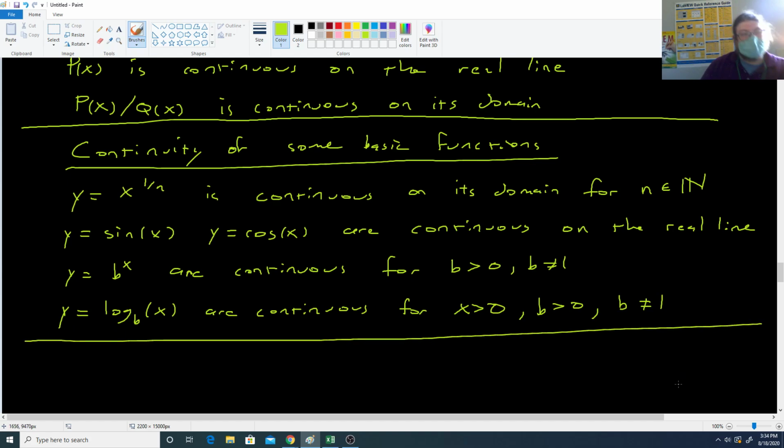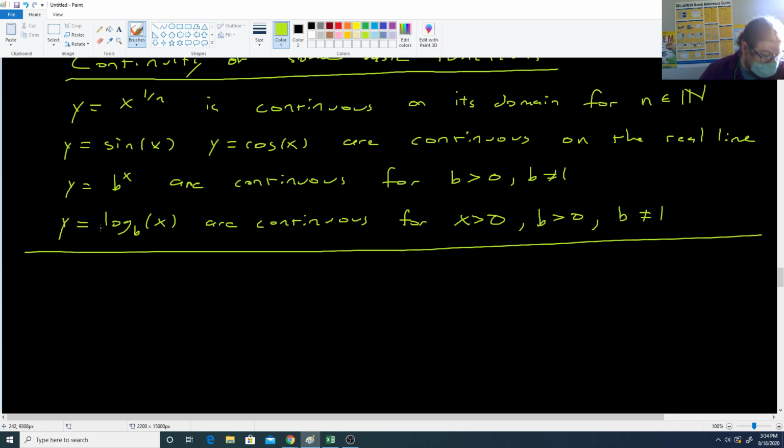So basically 1 over n, as long as the n is a positive whole number, meaning it's natural, that's continuous. Sine and cosine are continuous. B to the x is continuous as long as the base is positive and not 1. And log base b of x is continuous for positive x's, as long as the base is bigger than 0 and not equal to 1. Furthermore, we get continuity of inverses.